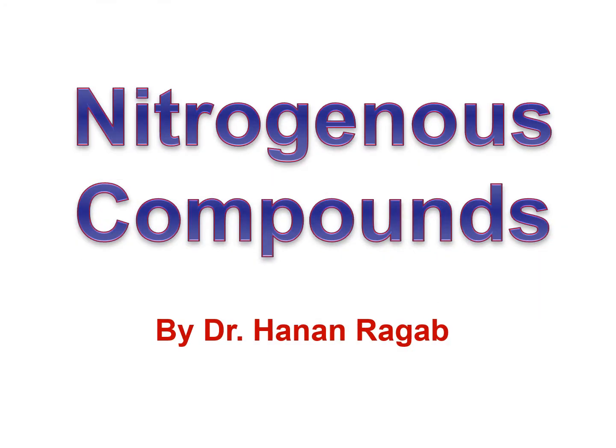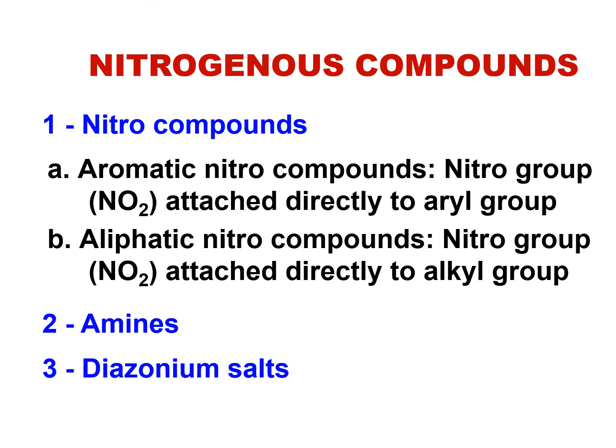Today's video will deal with the last topic of nitrogenous compounds, which are the diazonium salts. We have mentioned before that nitrogenous compounds include the nitro compounds, whether aromatic or aliphatic, the amines, whether aliphatic or aromatic. We said that they include the nitriles, the cyano compounds, and the amides, but these were discussed in other classes. And finally, we have the diazonium salts.